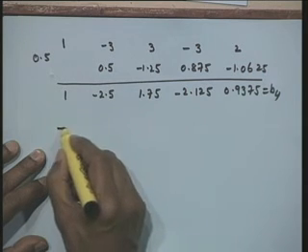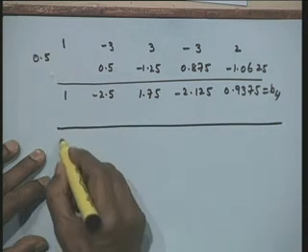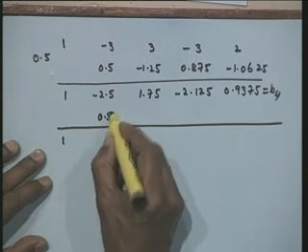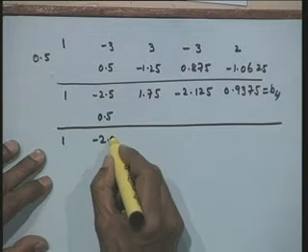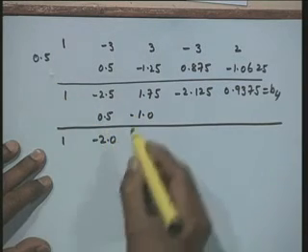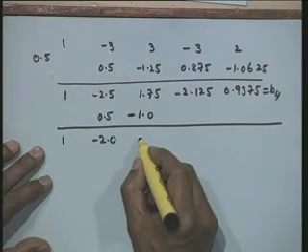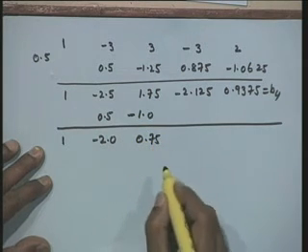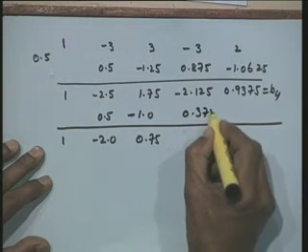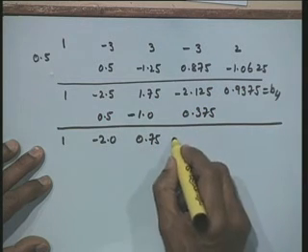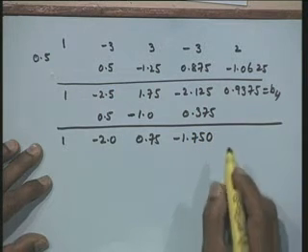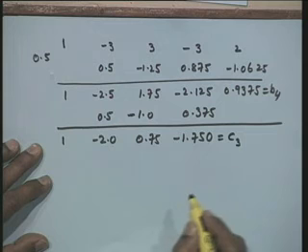Then I need one more step, that is C naught is equal to B naught, 1 into 0.5, that is minus 2, that is equal to 1, 0.5 into minus 2, that is minus 1, that is equal to 0.75, you multiply by 0.5, I will get 3.75 minus 1.750, that is equal to C3.